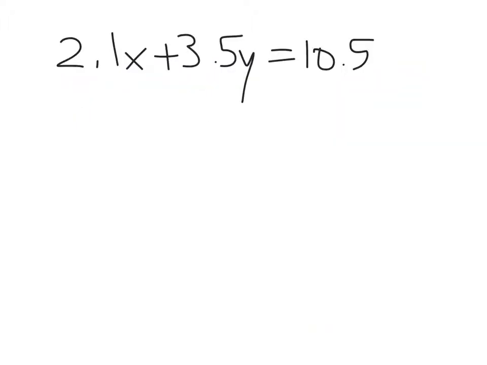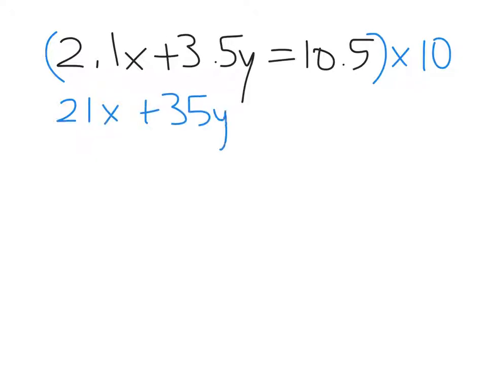So here's a new problem, except this one has decimals, and I don't like dealing with decimals if I don't have to. Since this is an equation, I can get rid of the decimals by multiplying both sides by 10. I'm just going to multiply the whole thing by 10. When I do that, I just move the decimal places over one space. So this is going to be 21x plus 35y is equal to 105. Okay, great. Now I no longer have decimals.